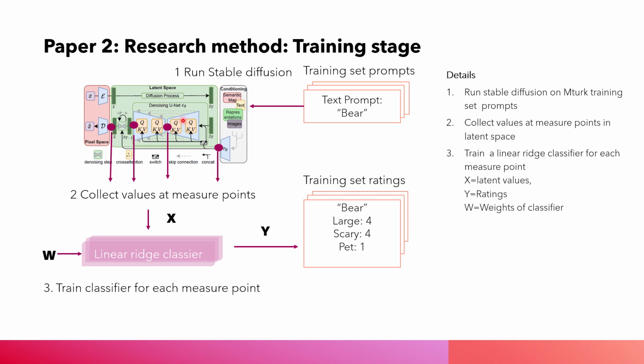Afterward, it trains a linear ridge classifier for each measure point to predict the ratings Y on the collected values X for each measure point. The result of this training phase is a set of trained classifiers for each measure point, which can be used later on in the validation stage.